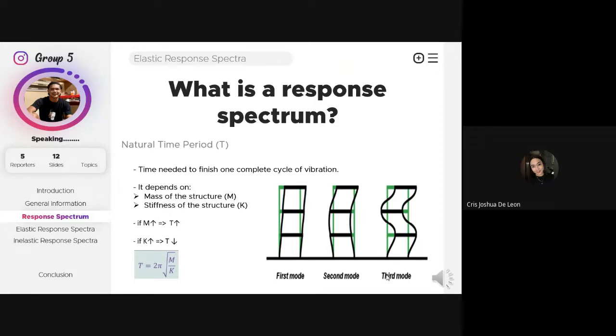Time needed to finish one complete cycle of vibration is called natural time period T. It depends on mass of the structure M and stiffness of the structure K. When the mass increases, the time period also increases. When the stiffness increases, the time period decreases. The natural time period is T equals 2 pi multiplied by square root of M over K.